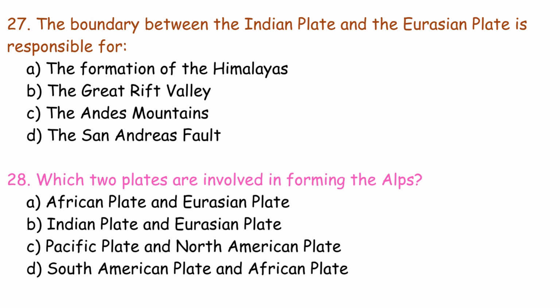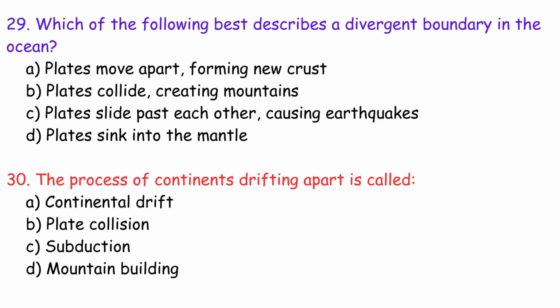28. Which two plates are involved in forming the Alps? A. African plate and Eurasian plate. B. Indian plate and Eurasian plate. C. Pacific plate and North American plate. D. South American plate and African plate.